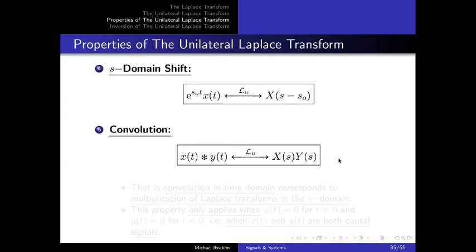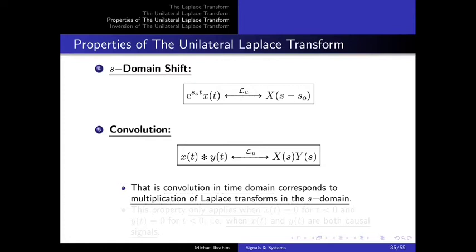And this property actually simplifies the analysis of LTI systems very much. Because, as you remember, in LTI systems, the output is a convolution between the input and the impulse response in time domain. Applying this property, we will have Y of s, the output of the system, equal to the multiplication of the Laplace transform of the input by the Laplace transform of the impulse response, which is the system transfer function. That is, the convolution in time domain corresponds to multiplication of the Laplace transforms in the S-domain.